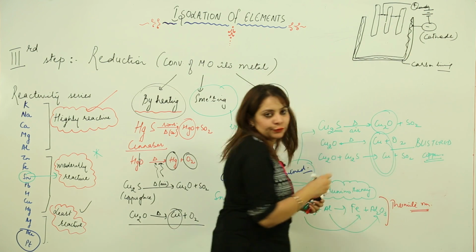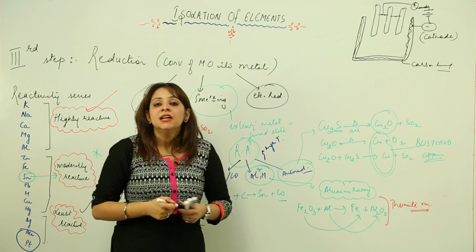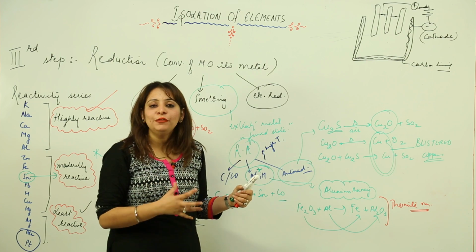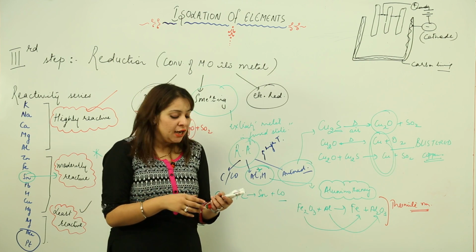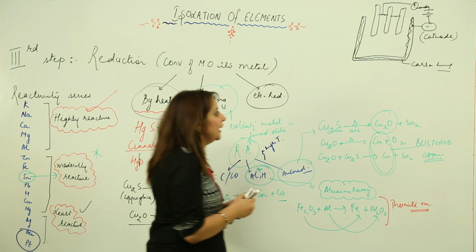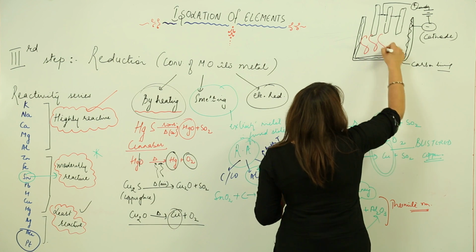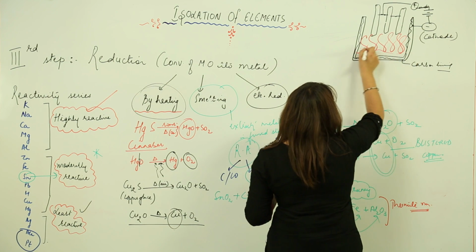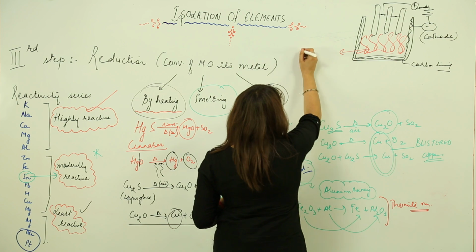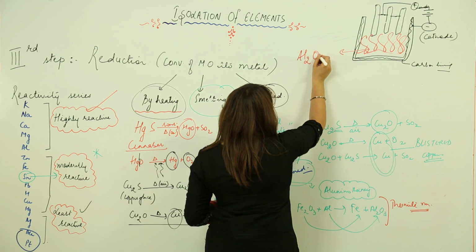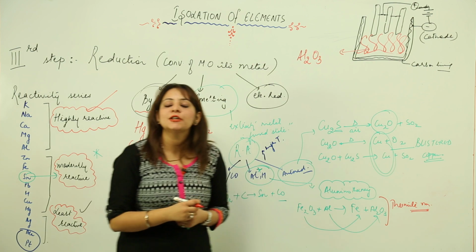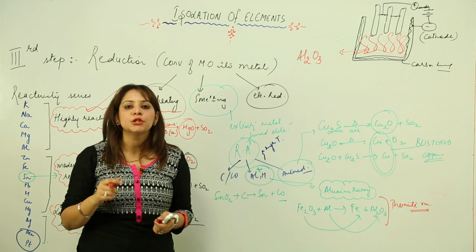So this is the connection. Now you know that we have the electrolytic cell, with the cathode and anode. So what is left? Obviously we are left with the electrolyte. So let's say this is our electrolyte. Let's take an example of aluminium to explain this. Let's say that our electrolyte is alumina, that is Al2O3.